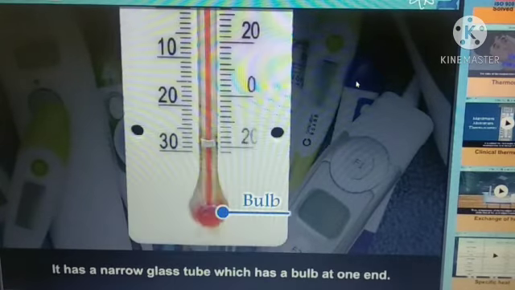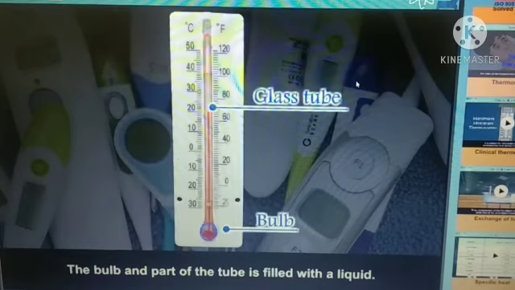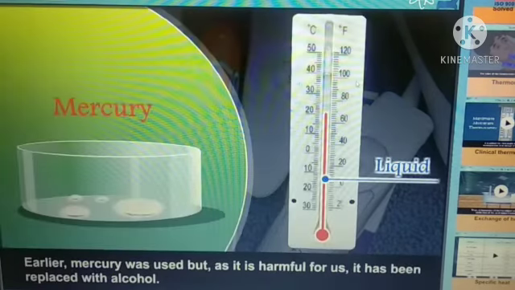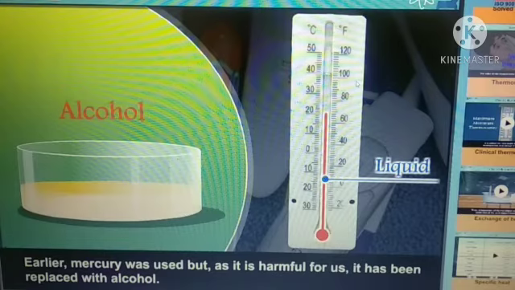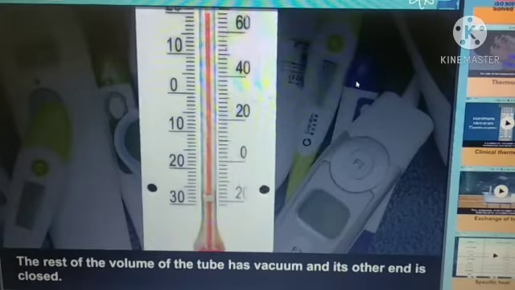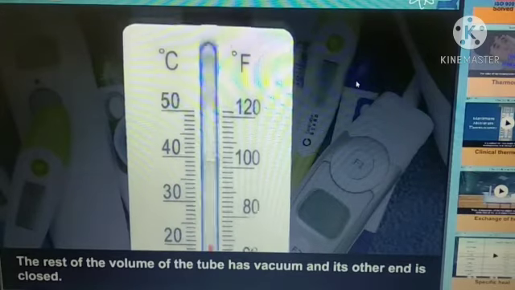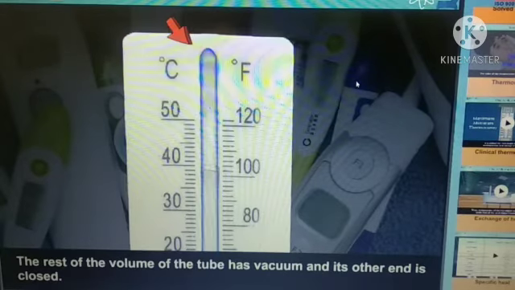It has a narrow glass tube which has a bulb at one end. The bulb and part of the tube is filled with a liquid. Earlier mercury was used, but as it is harmful for us, it has been replaced with alcohol. The rest of the volume of the tube has vacuum and its other end is closed.